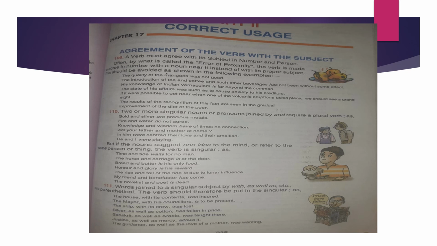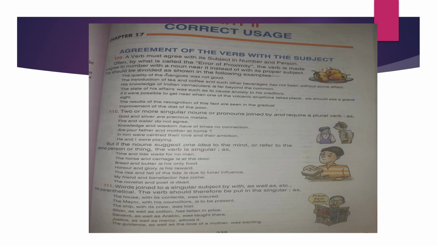The rise and fall of the tide is due to lunar influence. So over here you can see that "rise and fall of the tide" is used because it is again referring to the same idea. So, my friend and benefactor has come. Friend and benefactor, the same thing, the same idea. So again we have used the singular verb has. The novelist and poet is dead. Over here again the same idea, novelist and poet. That's why we have used the verb is instead of are.